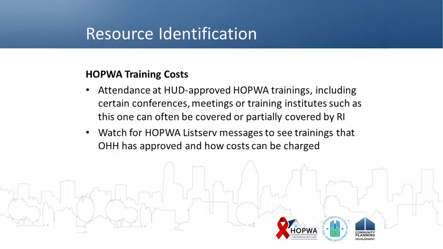And then finally, the last element under resource ID that we're calling out is the HOPWA training costs. This includes HUD-approved HOPWA trainings, including conferences, meetings, and such that have been authorized by HUD, but also at the grantee level. If you were conducting training for your grantees, you could bill the training time to this category, because you're building the resource, you're building the capacity of the area.